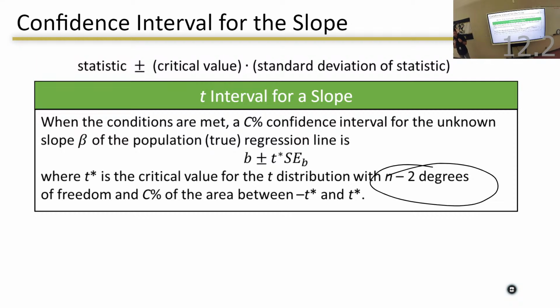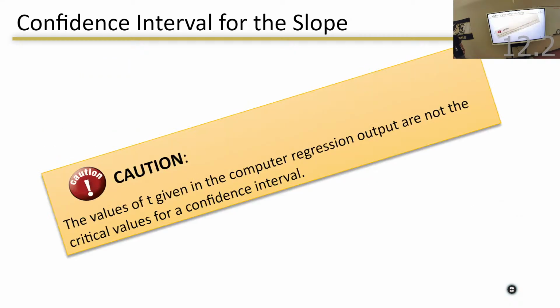And if there's an AP question, that's what it deals with. Finding the critical value. Which you know how to do already. It's just you got to know that the df is n minus 2, not n minus 1.